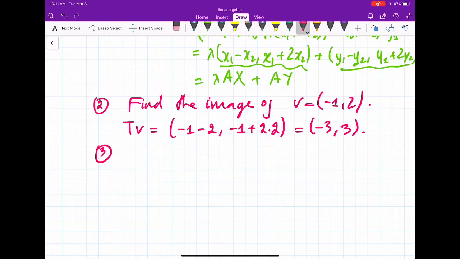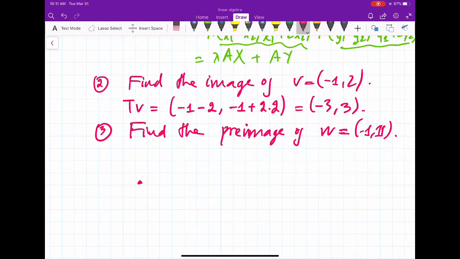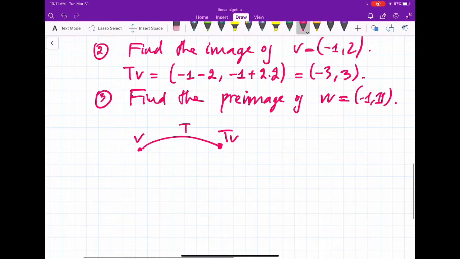If they ask you to find the pre-image of some vector, you might do that too. Find the pre-image of W equal to -1 and then 11. What does it mean? That means, if you have a point right here, for example, via T, you can find TV. And now you apply the inverse. You have W in here. They ask you to find the pre-image of W.